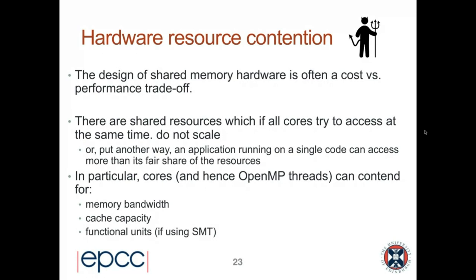So in particular, the things we probably care about here are that cores, and hence the OpenMP threads running on them, can contend for memory bandwidth, which is the big one, but also cache capacity. Modern processors have some levels of cache. In modern Xeon processors, level 3 cache is shared between all the cores. And also functional units. If we're using simultaneous multi-threading or hyper-threading, then threads may be contending for access to floating point units, for example.